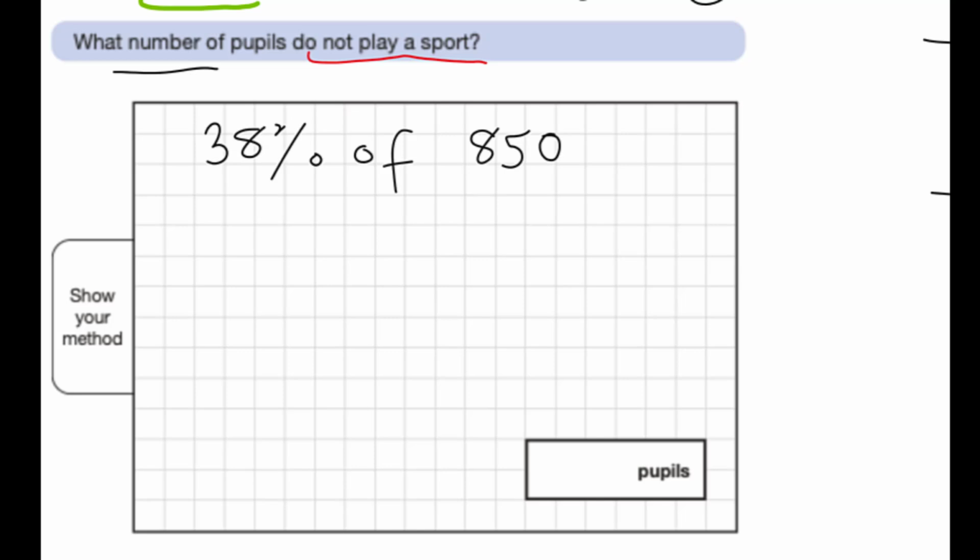So calculating percentages is found in my ratio and proportion ebook if you are not sure how to do it. In this instance, I'm actually going to do 850 times by 38, and then I'm going to divide the answer by 100. So if I do the answer in a different colour, 0 times 8 is 0, 5 times 8 is 40, 8 times 8 is 64, plus the 4 is 68.